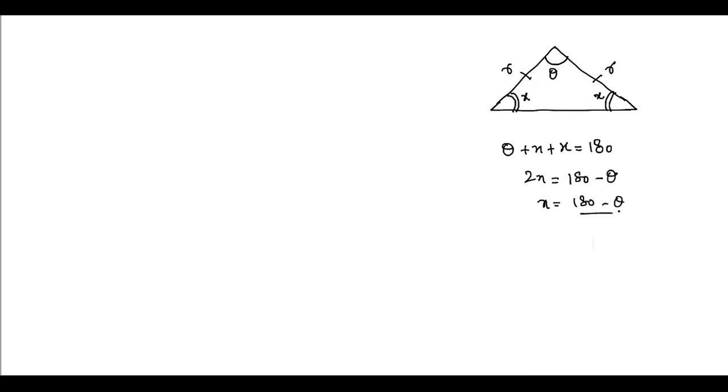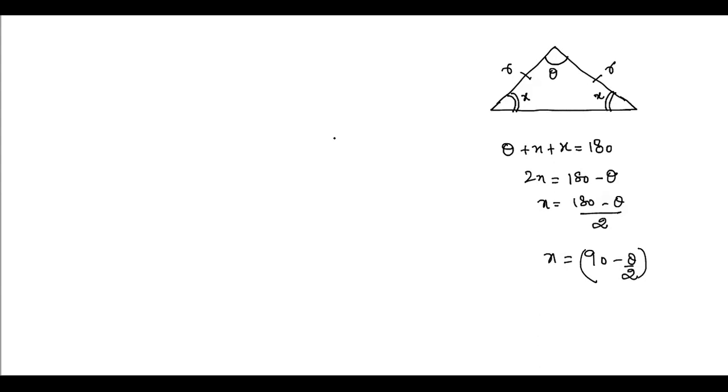180 minus theta divided by 2. Okay, and that would be equivalent to X, meaning the theta of this one, this value I'm just calculating. So if I'm writing here, the value of this one would be 180 minus theta upon 2. So X is equal to 90 minus theta by 2. 90 minus theta by 2 will be the value of this one.